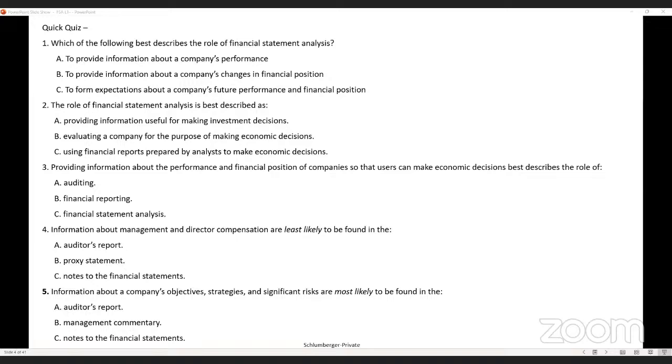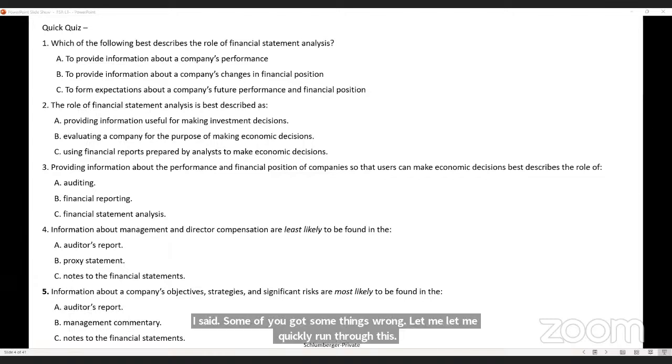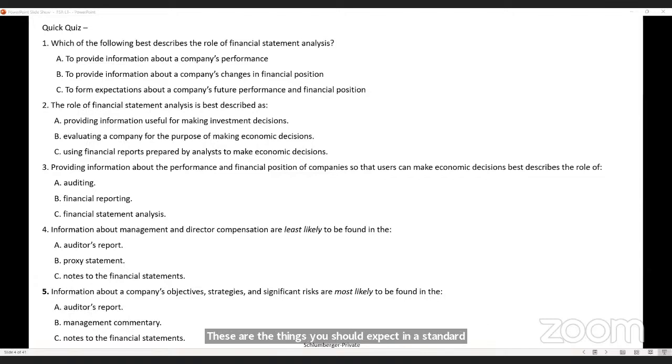Guys, those are the correct answers. Number 1 is C. So who got everything? Number 1 is C. Number 2 is B. Number 3 is B. Number 4 is A. And number 5 is B. I can see that some of you got some things wrong there. Let me quickly run through this. These are the things you should expect in a standard CFA exam.